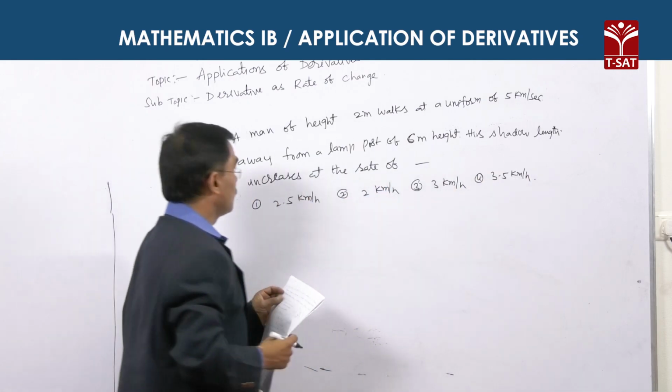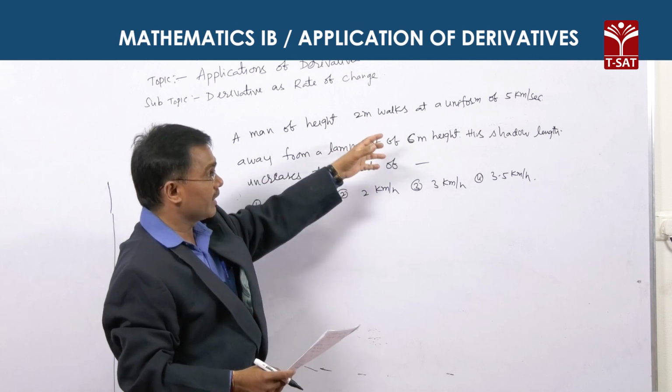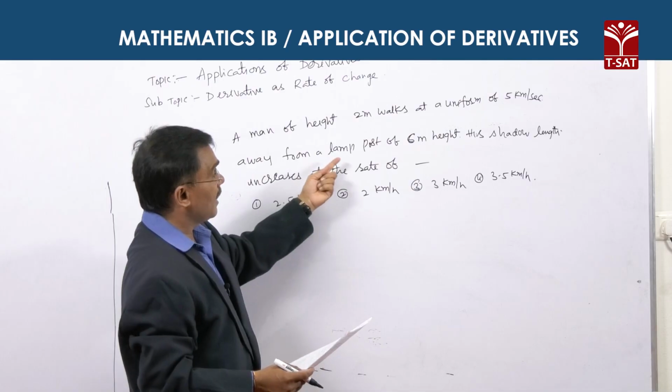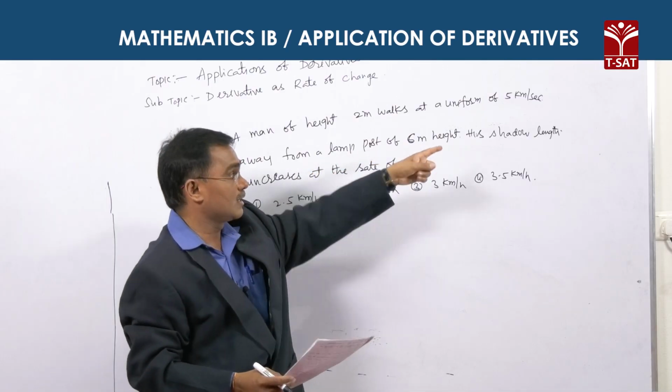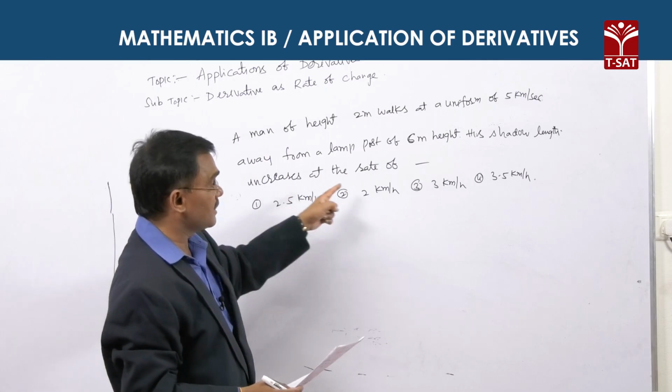Right. What is the given question? A man of height 2 meters is walking at a uniform rate of 5 kilometers per second away from the lamp post, which is 6 meters height. Then his shadow length increases at the rate of what?